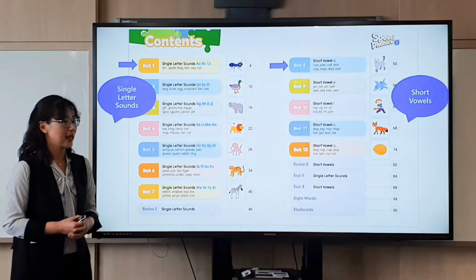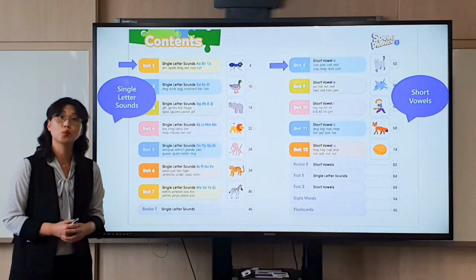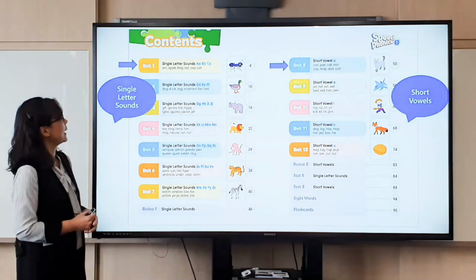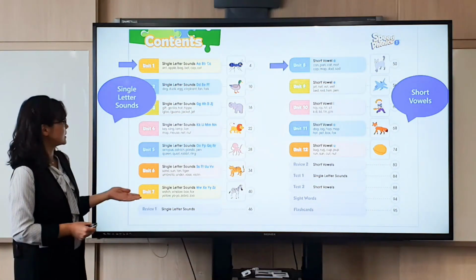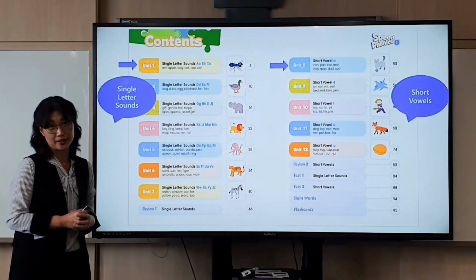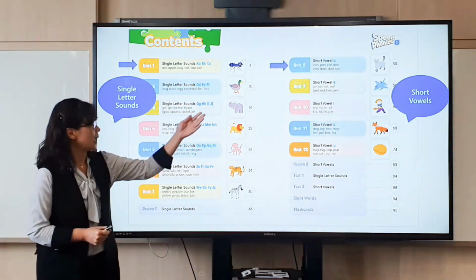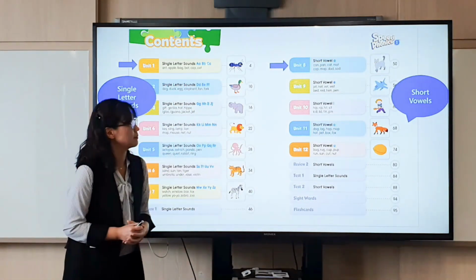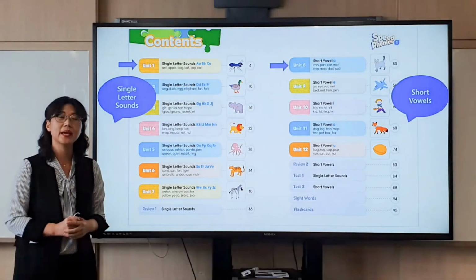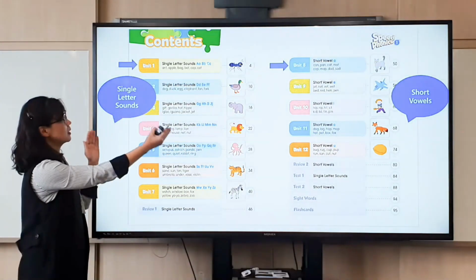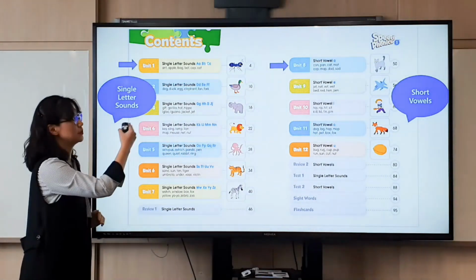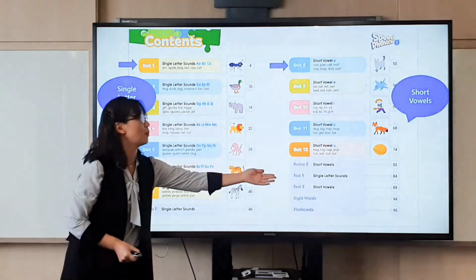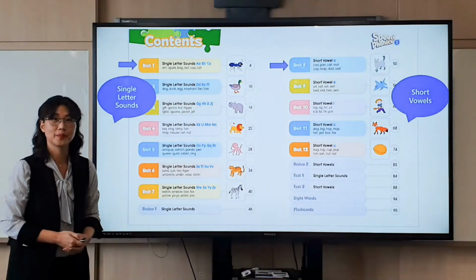Today I'll be focusing on Speed Phonics Book 1. From Unit 1 to Unit 7, we have single letter sounds. And from Unit 8 to Unit 12, we have short vowels. Today I'll be focusing on single letter sounds, and in part 2, I'll be talking about short vowels.